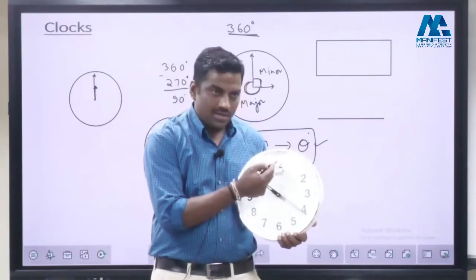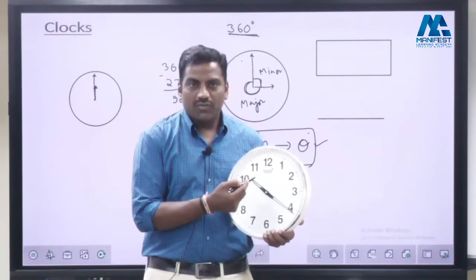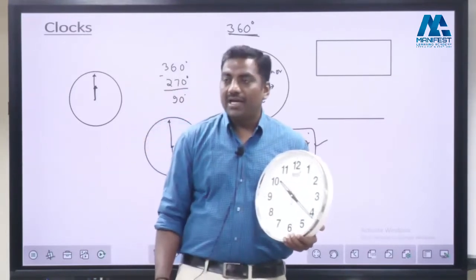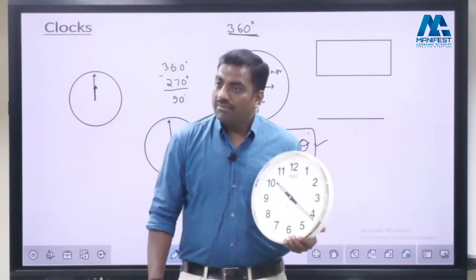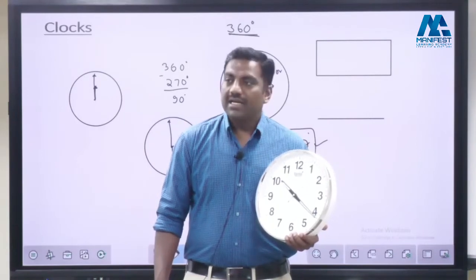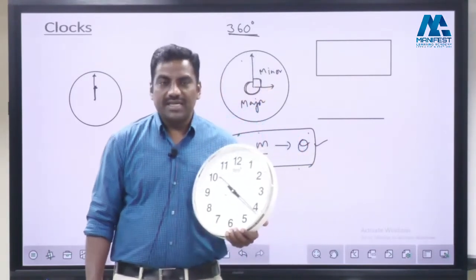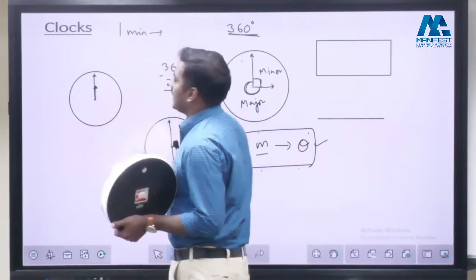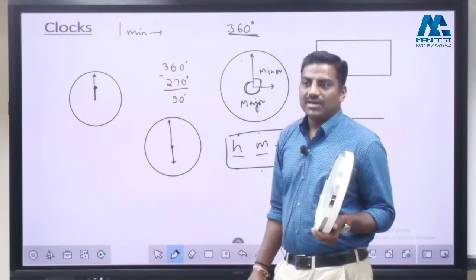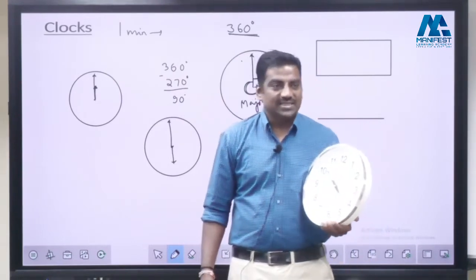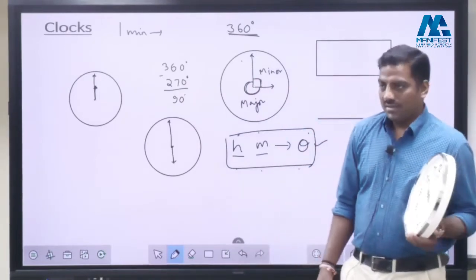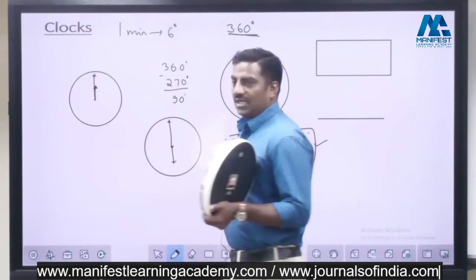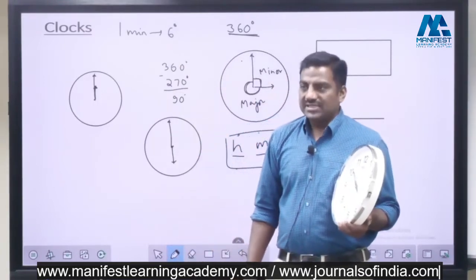When 1 o'clock is shown in the clock, we have 30 degrees between the hands. Now if you take the entire 360 degrees and look at the movement of the minute hand, it covers 360 degrees in 60 minutes. So every minute, what angle does it cover? 60 minutes to cover 360 degrees, correct? So every minute, the minute hand will cover 6 degrees.